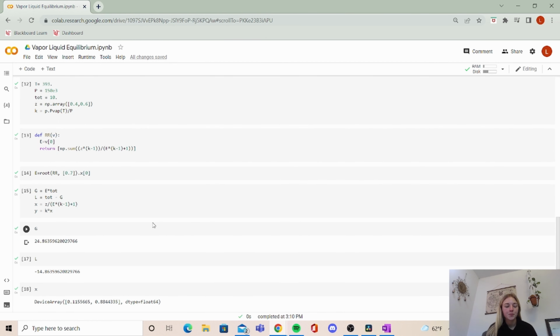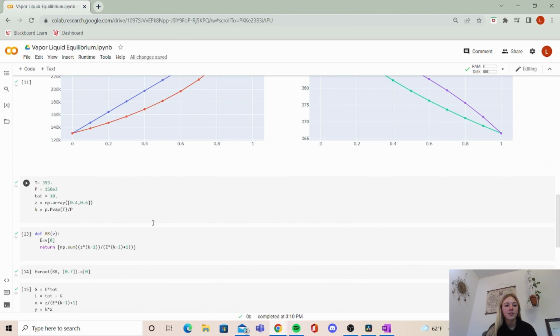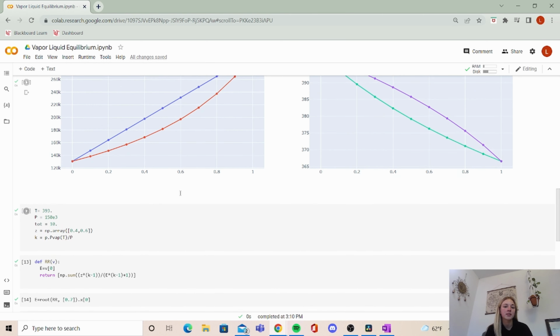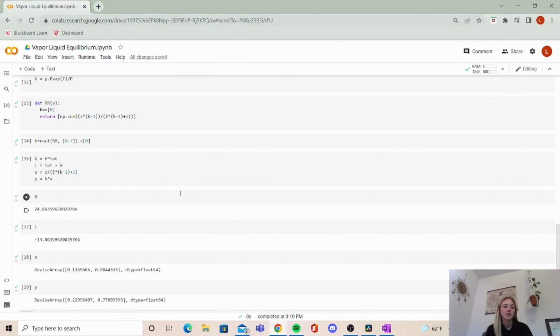So hopefully you were able to learn something about the Rachford-Rice equation and how it can be helpful, even if it doesn't tell you the correct information. It could still give you some kind of information about your mixture, like we did, where it told us that we had all of one kind of mixture, vapor in this case.